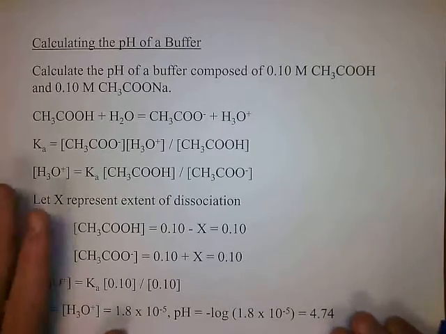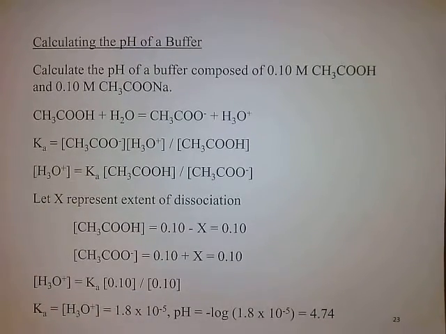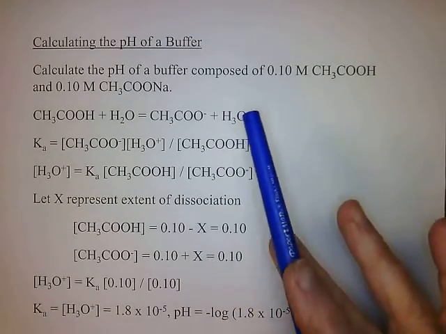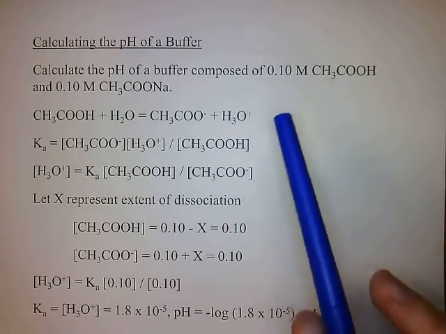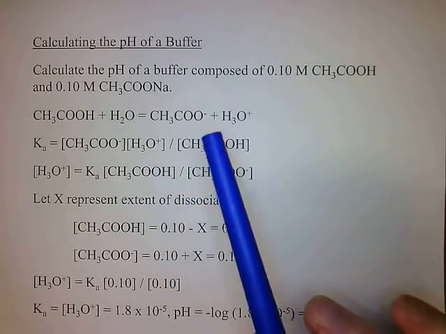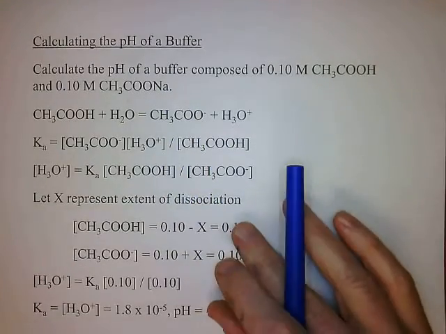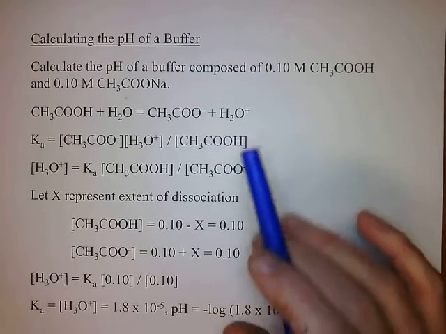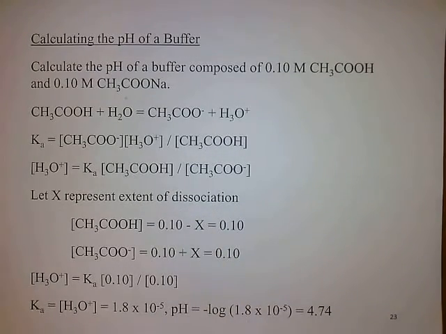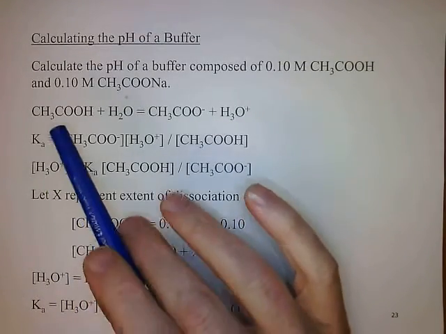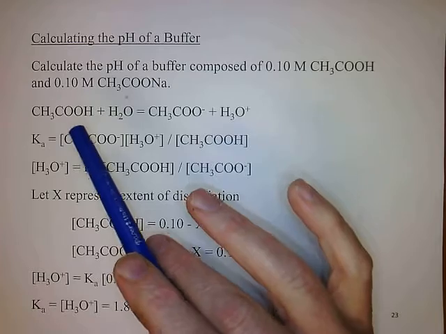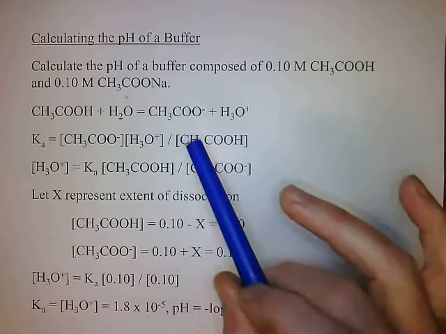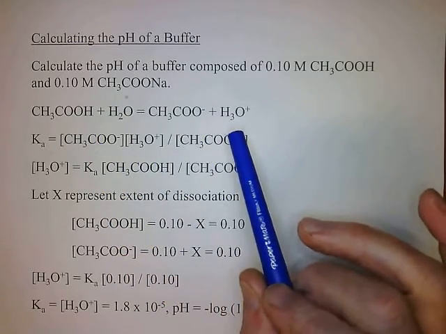So, how would you calculate the pH of a buffer? So let's calculate the pH of a buffer that's composed of 0.1 molar acetic acid and 0.1 molar sodium acetate. So let's start out by writing our reaction. Okay, if we had acetic acid, just pure acetic acid by itself, it reacts with water to produce acetate plus hydronium.